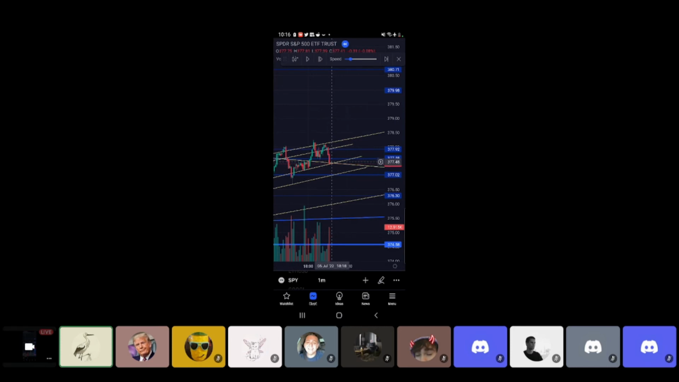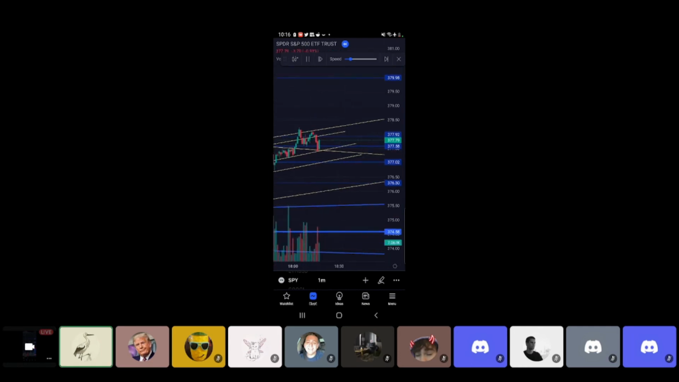So I would take a call right here, and that would be my entry point. Then my next exit point would be on top of this channel, or right here. So at that candle here, I would take this exit.